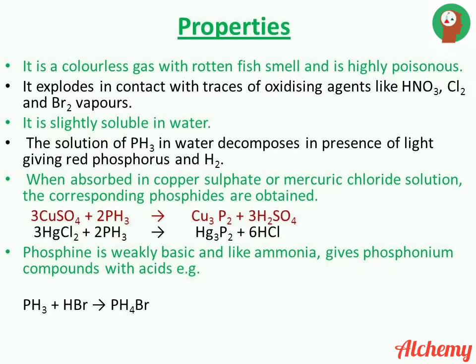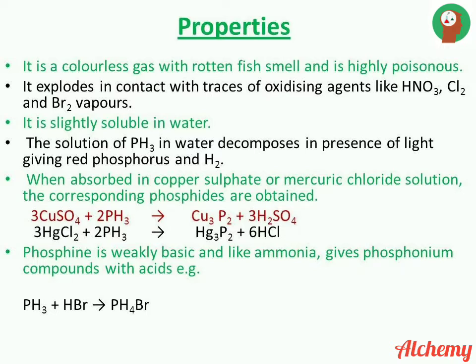Properties of phosphine. It is a colorless gas with a rotten fish smell and is highly poisonous. It explodes in contact with traces of oxidizing agents like nitric acid, chlorine, bromine vapors, etc. Phosphine is slightly soluble in water. The solution of phosphine in water decomposes in the presence of light, giving red phosphorus and hydrogen.